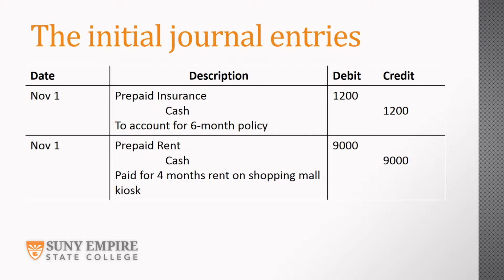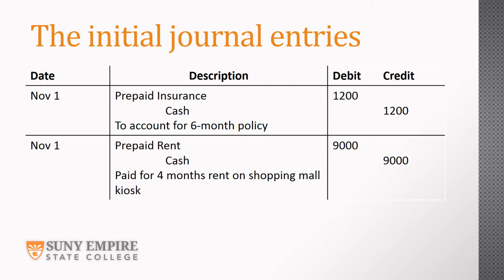The initial journal entries for November 1st are actually straightforward. Both were cash transactions, paid in full. But what exactly was paid for? Both the insurance policy and the prepaid rent are assets to the company. They each create new asset accounts, prepaid insurance and prepaid rent. Both the prepaid accounts increase, and assets increase with debit amounts. The asset cash is decreasing, and assets decrease with credit entries.